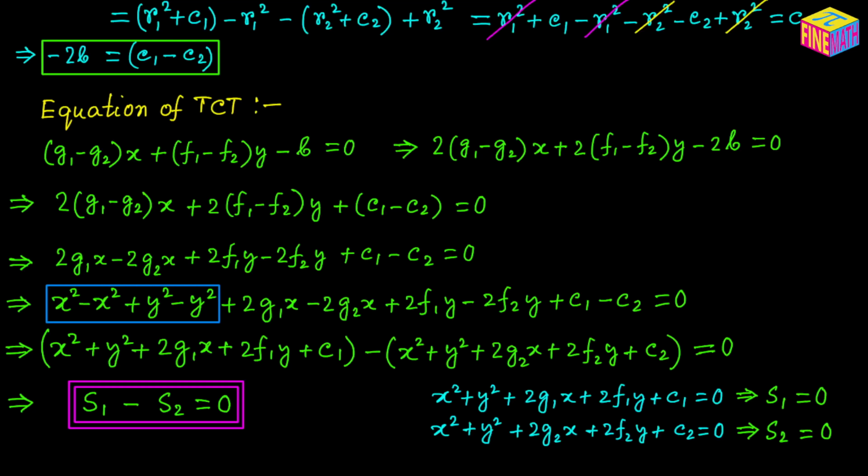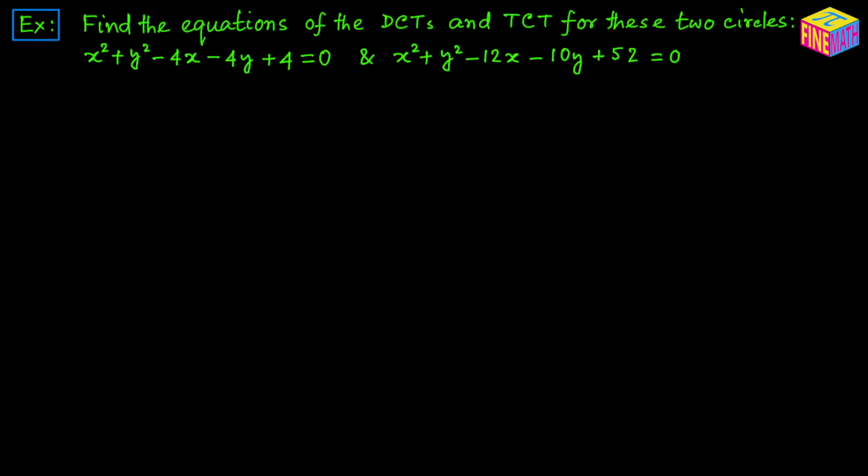Next, we are going to take an example. Let's suppose we have an example like this. Find the equations of the direct common tangents and the transverse common tangent for these two circles. The equations of the circles have been provided here: x squared plus y squared minus 4x minus 4y plus 4 equals 0, and x squared plus y squared minus 12x minus 10y plus 52 is equal to 0. So let's get started with the solution.